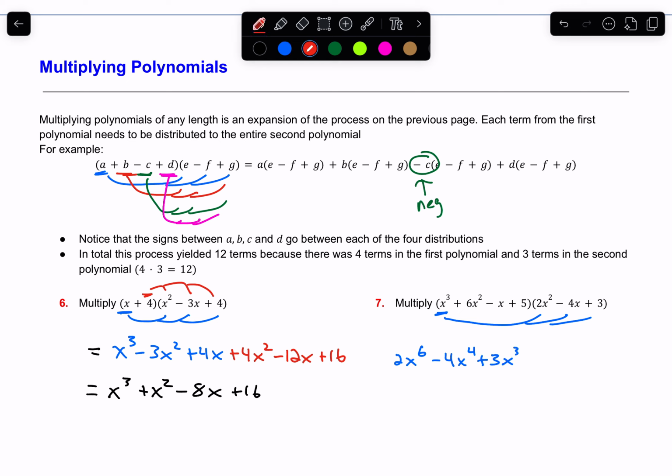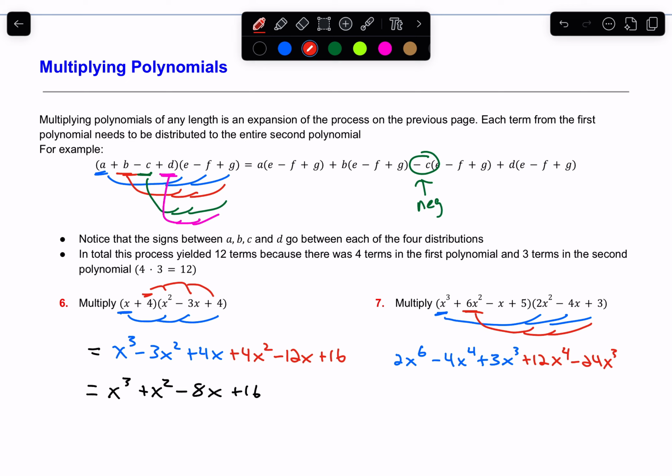Okay, now we're going to take the 6x squared and distribute it to all three things. 6x squared times 2x squared, 6 times 2 is 12. And then x squared times x squared is x to the 4th. 6x squared times negative 4x is negative 24x cubed.